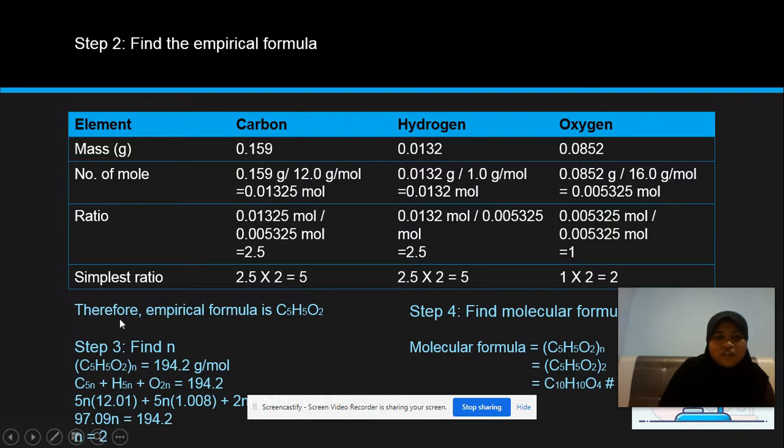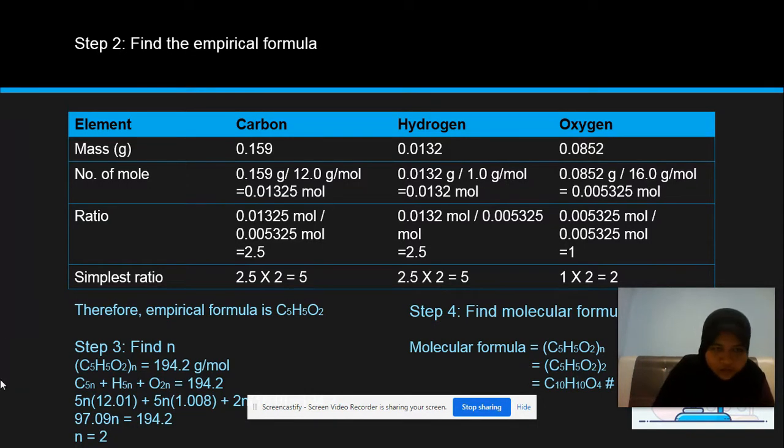So finally, therefore we get the empirical formula is C5H5O2. Okay, step 3, we must find N. Before we find the molecular formula, we must find the value of N first, so that then we can find the molecular formula of dimethyl phthalate.